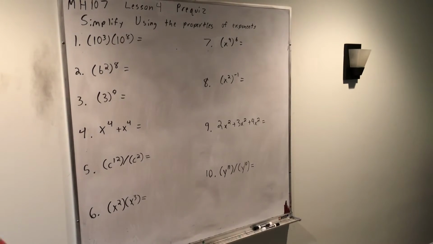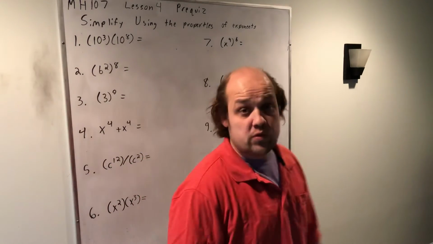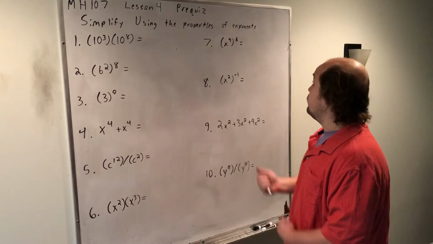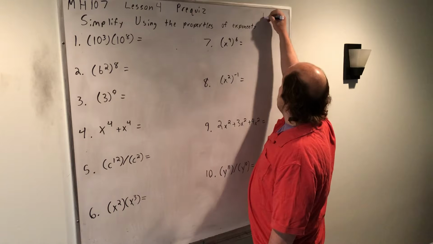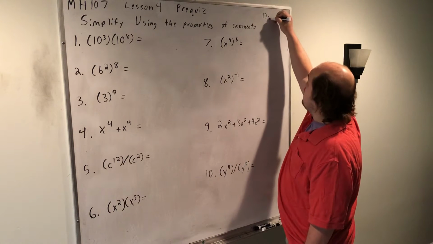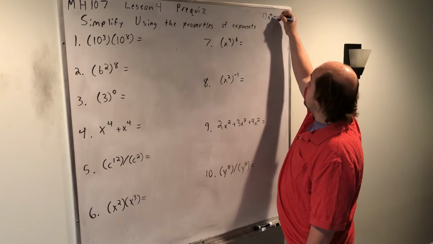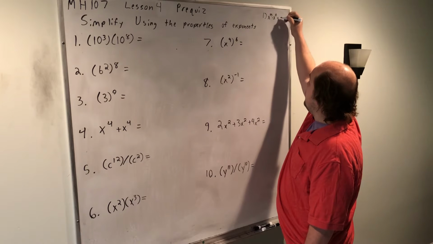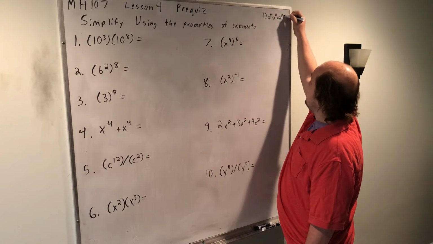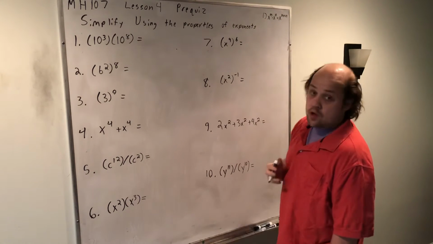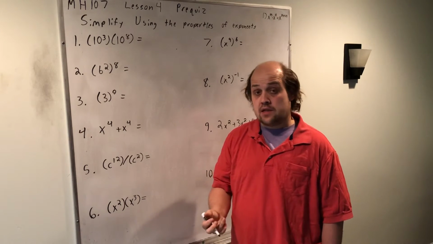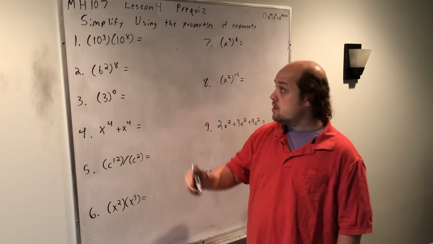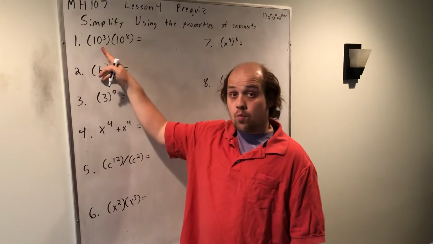This lesson focuses on applying exponent rules. There's a few basic rules that we're going to be using. The first one I would say is x to the power of m times x to the power of n equals x to the m plus n. What that means is when I multiply two things with the same base, I add their powers. You're going to see that in problem 1.